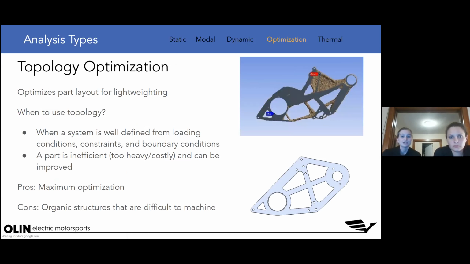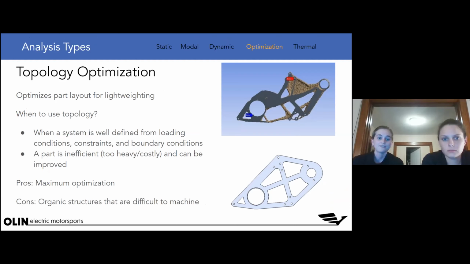Another model we're going to be talking about is topology optimization. This is really used for lightweighting your pieces. But one of the constraints that comes along with this is that you really need to know how your system is going to be used really accurately, because it's going to optimize for those loading conditions and those constraints. So if you're not really sure, then you might be optimizing in a way that might make it fail in a different way. Another con is that it's going to make you really cool organic shapes, but those are going to be really difficult to machine.